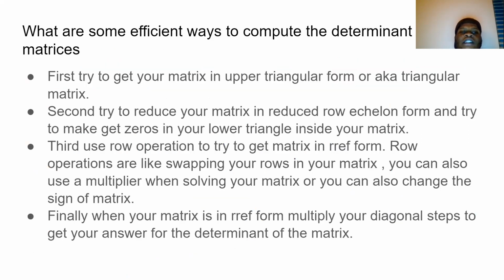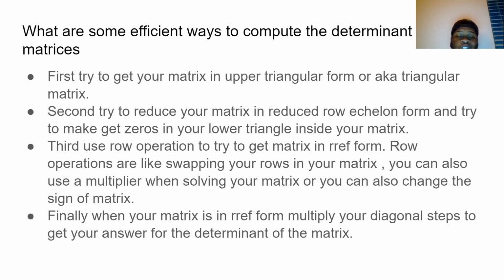What are some effective ways to calculate the determinant of matrices? First, try to calculate your matrices in upper triangular form, AKA triangular matrix. Second, try to reduce your matrix to reduced row echelon form, and try to get zeros in the lower triangular part inside your matrix. Third, use row operations to try to get your matrix in REF form.